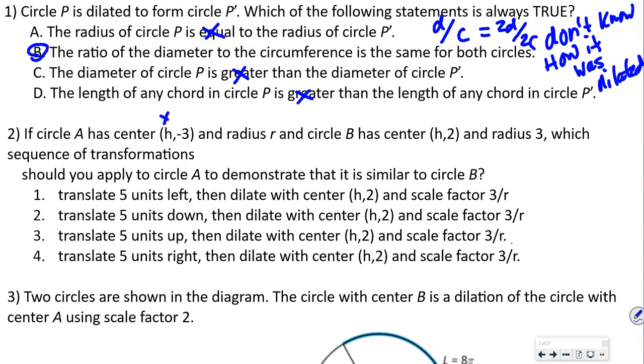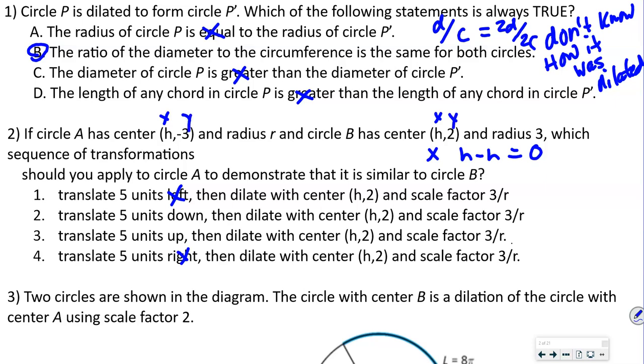So these are our x's right here, right? If we want to talk about the change in x, we're going to do h minus h, which means it didn't change at all. So it didn't move left or right, and we can go ahead and cancel that out, right? Now we're going to look at the change in y. Okay, so these are our y's right here.